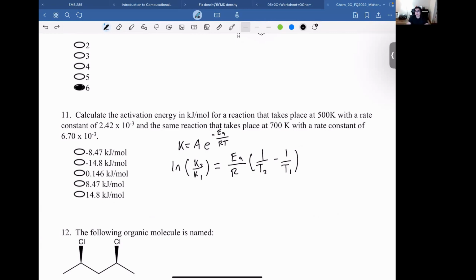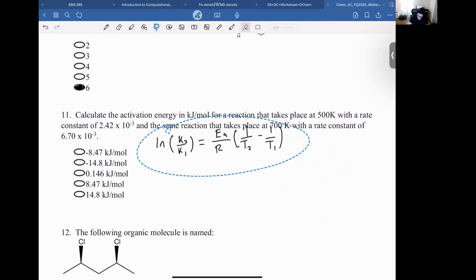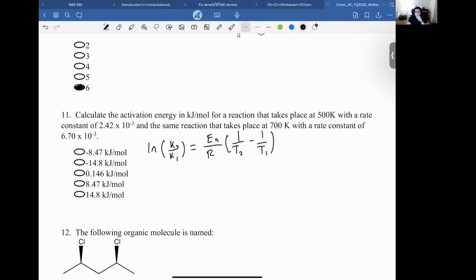So which one do you use? You look at the data, you look at what you're given. They tell you that you have two rate constants. They don't tell you anything about a capital A, or a prefactor. Since you have two rate constants, you're going to use the equation with two rate constants. So we're going to use the second one. I'm going to go ahead and erase this first. Okay. And then this actually just ends up being plug and chug and solving algebraically.